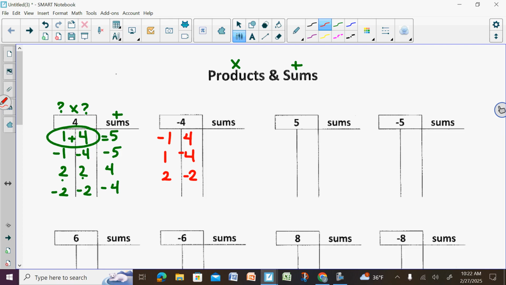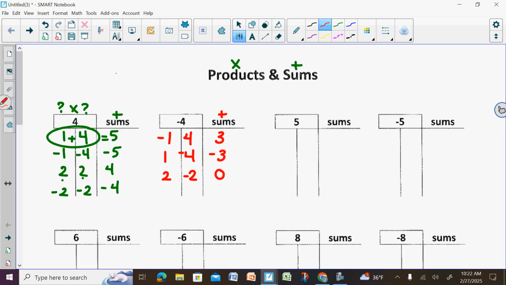When I add these together now, when I do the sums, a -1 plus 4 is really subtraction, and it takes the sign of the larger number. Use your calculator, you get 3. 1 and a -4 make -3 when you add them together, and 2 and -2 gives us 0. Okay, so this one's complete.